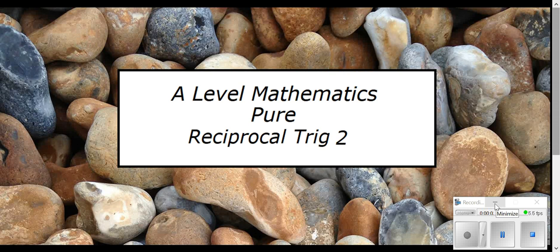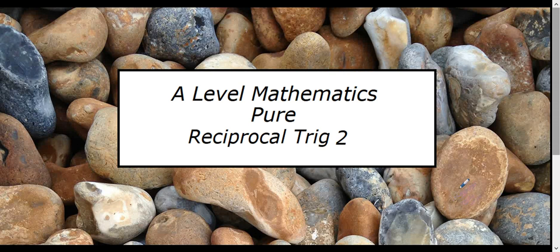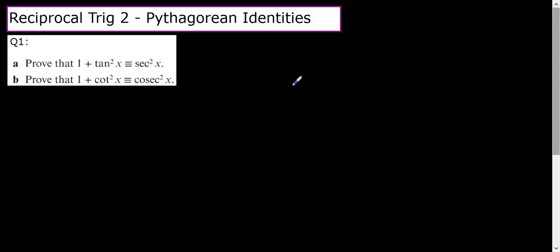And this is the second lesson this week on reciprocal trig functions. So we're going to be looking mainly at, entirely I should say, at equations today, using sec, cosec, and cot. First, we're going to have a look at these Pythagorean identities.